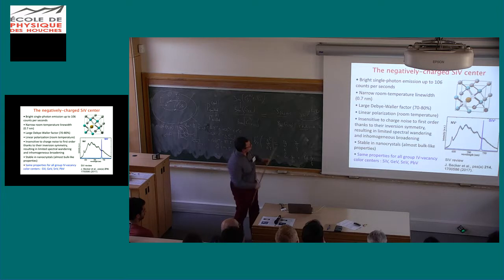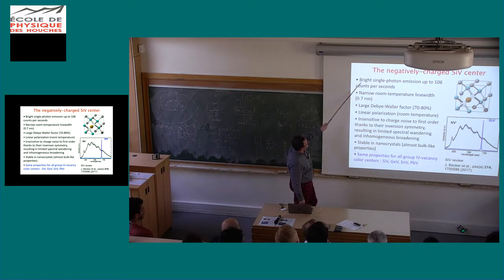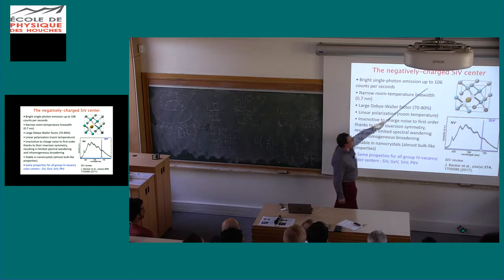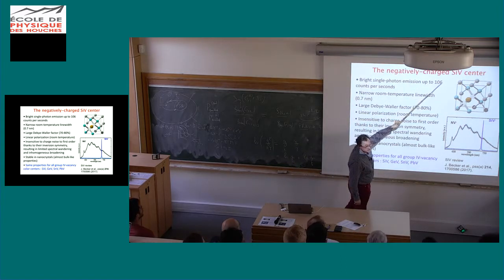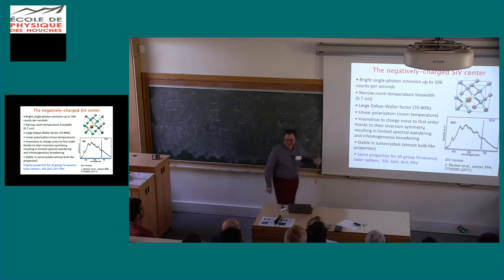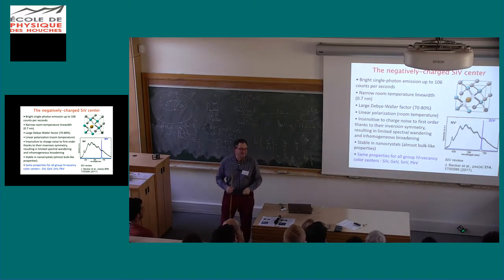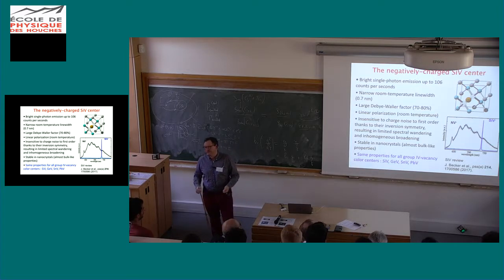So I will skip that and just highlight the key points why this defect is so interesting also compared to the NV. We can have bright single photon emission up to not 10^5, but 10^6 counts per second. So typically, you get 10 times more photons from a silicon vacancy than from an NV center.